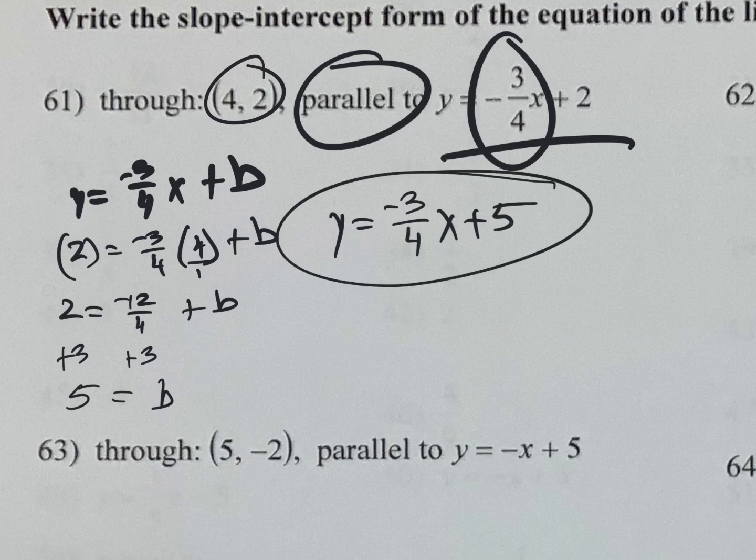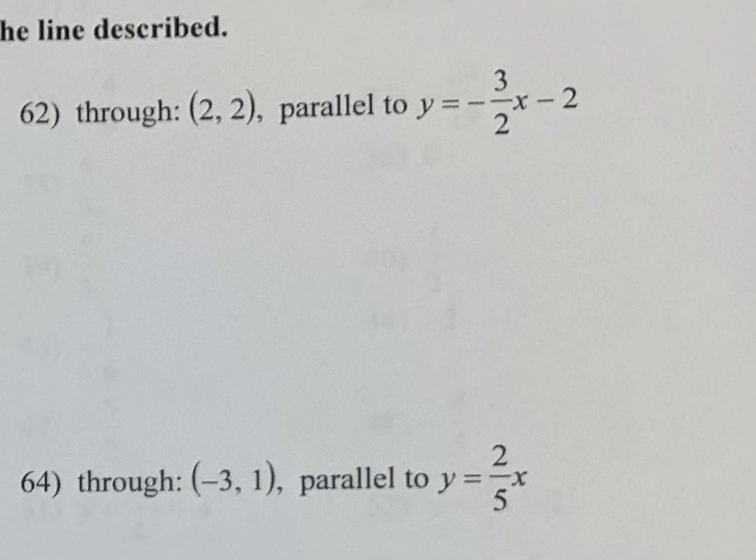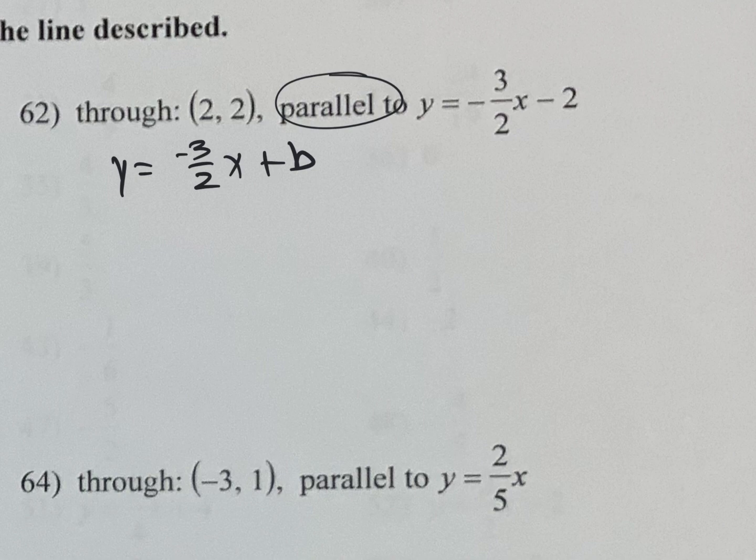That's the equation of the line going through 4, 2. It's parallel to the other equation. Their slopes are the same. Notice their y-intercepts are different. All right, 62. Same type of thing. Your slope is negative 3/2. We're wanting parallel. So y equals negative 3/2 x. We keep the exact same slope for parallel lines. And now we substitute 2 and 2 for x and y.